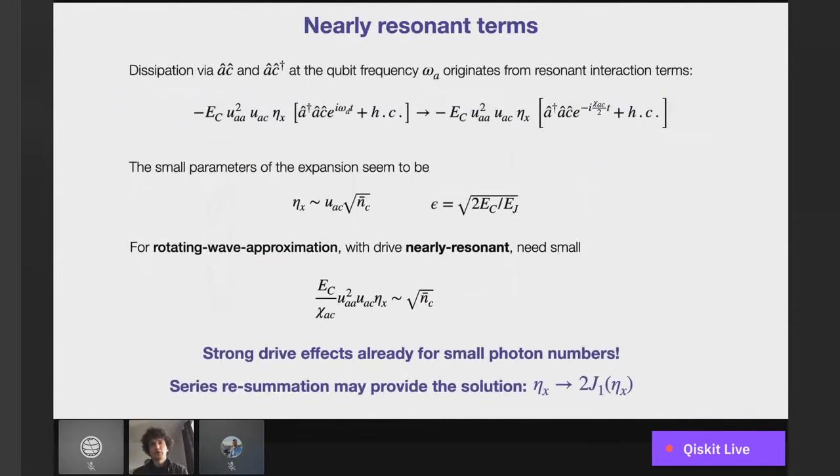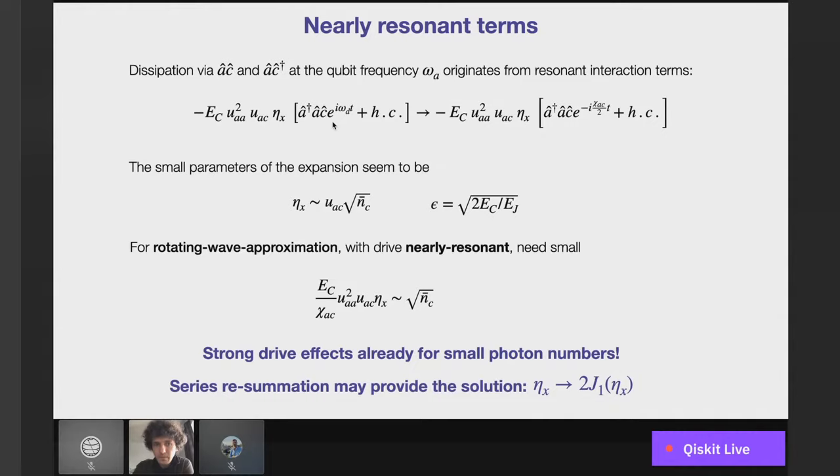So in order to clarify this a little further, I'm going to tell you a little bit about what terms actually generate those correlated decay processes. These are nearly resonant terms in the resulting nonlinear Hamiltonian, and this is basically their form. They come as qubits assisted by one drive photon. So you have three operators and you have one power of the coherent state amplitude.